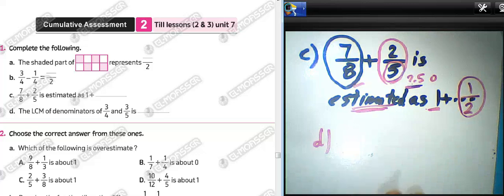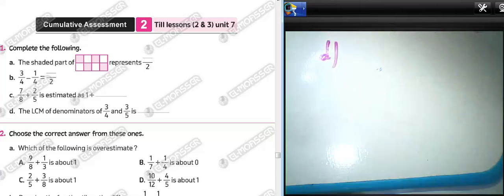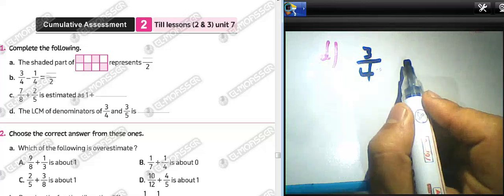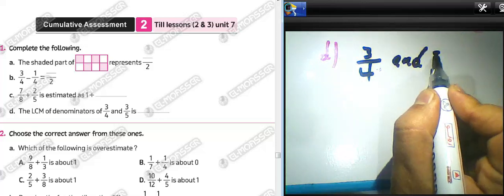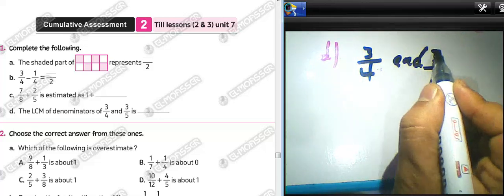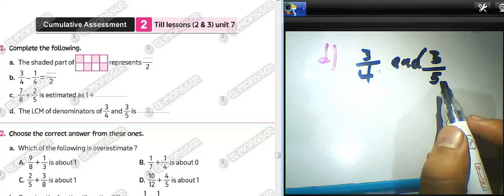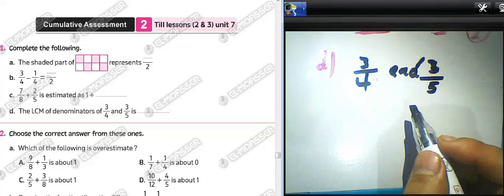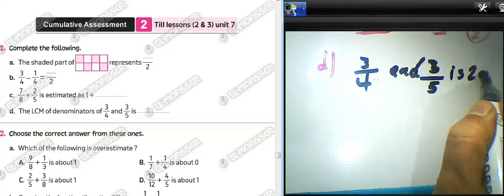Question letter D here. The least common multiple of the denominators of 3 over 4 and 3 over 5 is? We have two fractions here, 3 over 4 and 3 over 5. He asked about the least common multiple of 4 and 5. What is it? It is 20. Yes, 20.